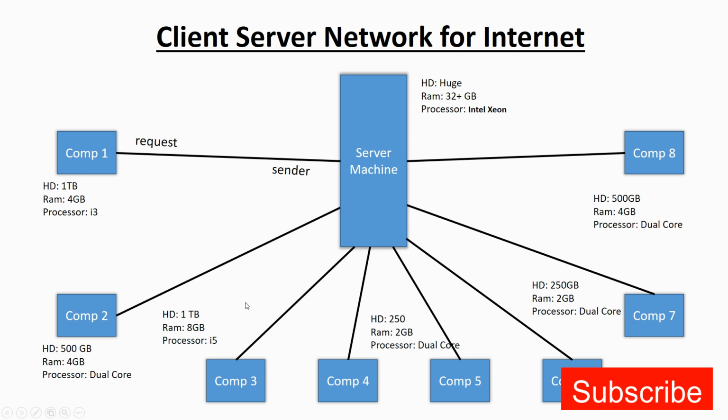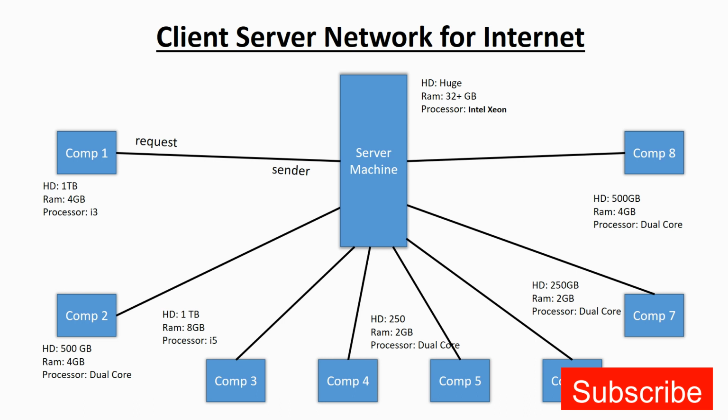So anytime you try to access anything on a website, it is a request that goes from the client to the server machine, and the server machine will send the data to your computer. So this is the client server network for the internet.